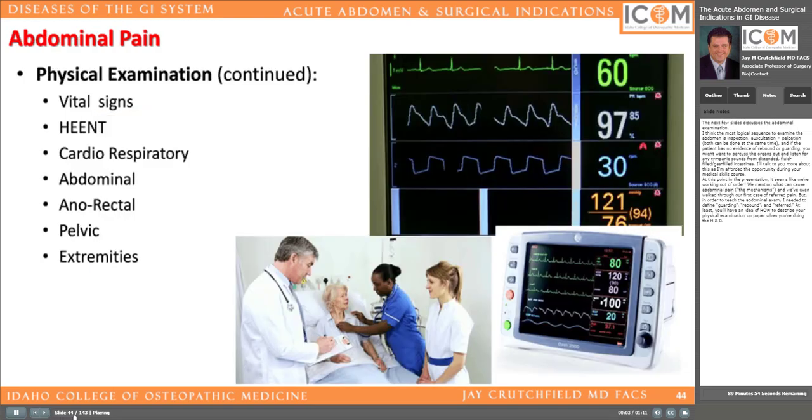It definitely seems like we're out of sync. We finished our first case, yet we haven't really introduced how to do the physical exam for abdominal pain. The next few slides discuss the abdominal examination. I think the most logical sequence to examine the abdomen is first inspection and then auscultation and palpation, which can both be done at the same time together.